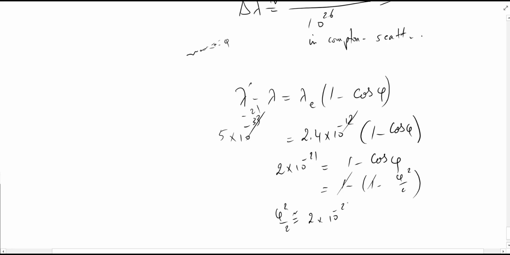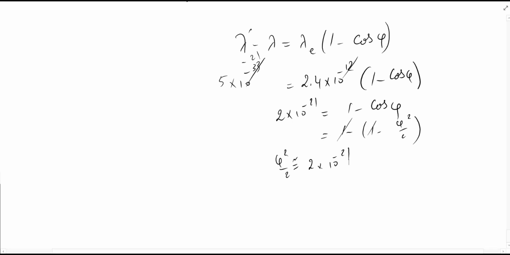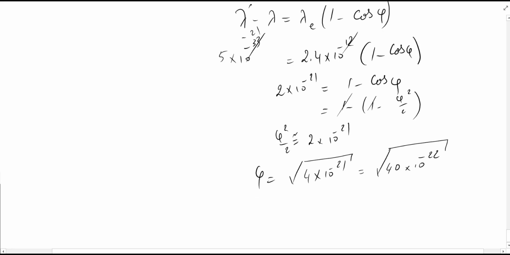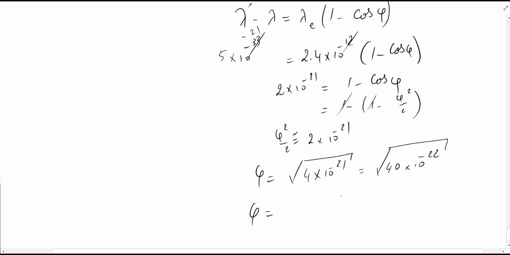So the 1 cancels the 1, and from this expression we get phi squared over 2 is roughly equal to 2 times 10 to the negative 21, which puts me at an angle in radians. Phi equals the square root of 4 times 10 to the negative 21, and that would be the square root of 40 times 10 to the negative 22, because I just want to get this as an even number so that it's much easier to come out of the square root. And phi in radians is equal to the square root of 40, which is roughly 6, times 10 to the negative 11 radians.